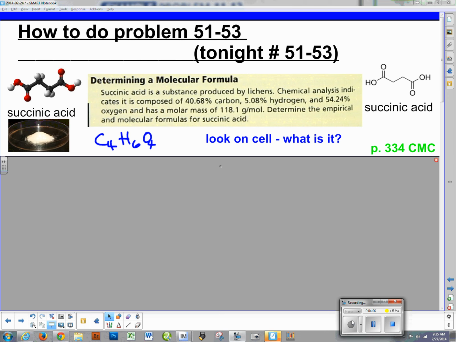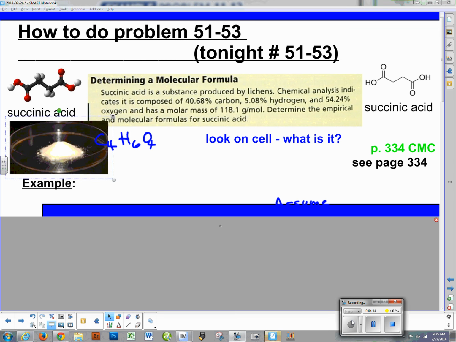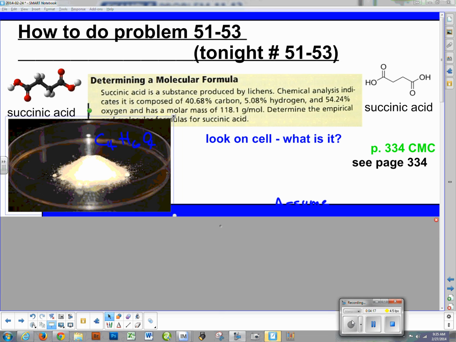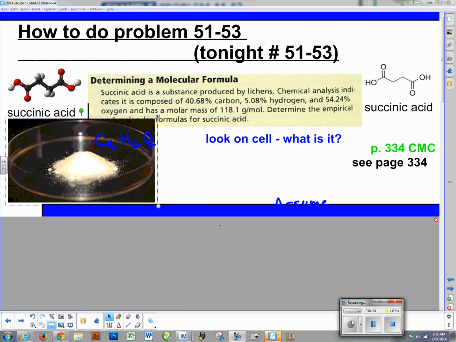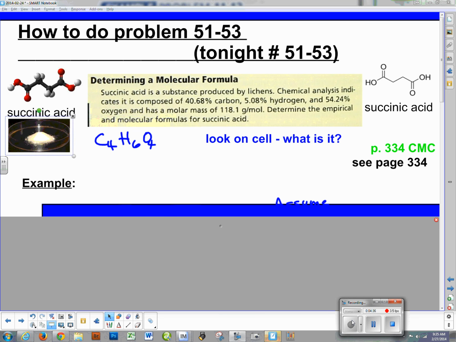Okay, now that we know a little bit about it, let's look at it up close. Let's get this guy nice and big for you. Okay, so this is succinic acid as a powder. And how would we make this into a solution? Mix it with water. It's very soluble in water. And that's how it becomes succinic acid. Right now, it's just the molecule, and so it's not acting as an acid.